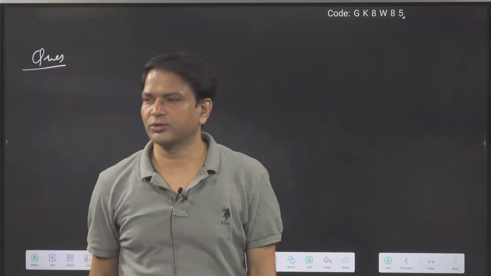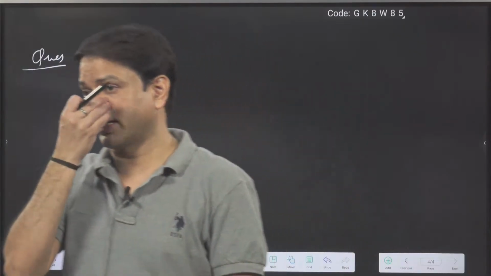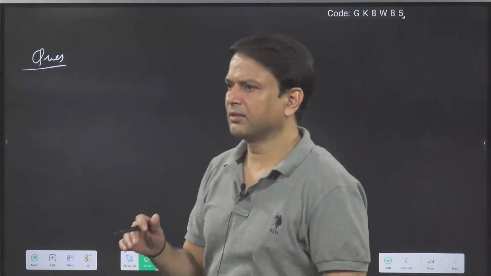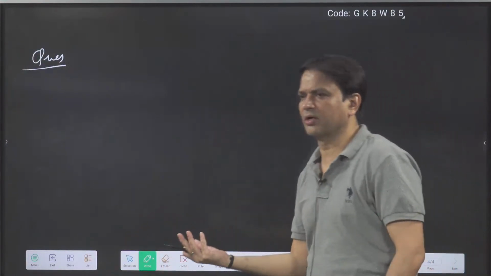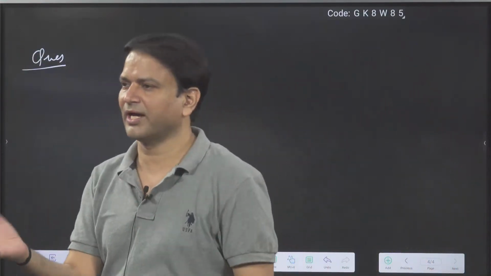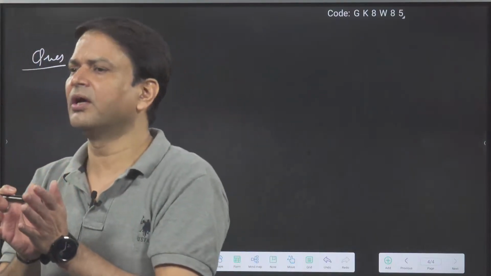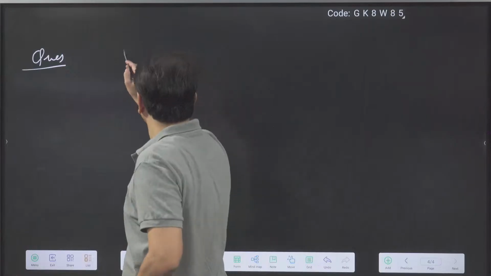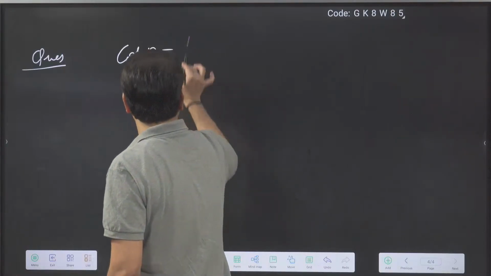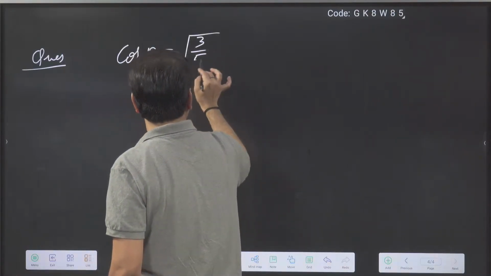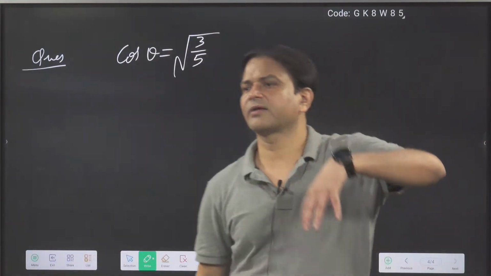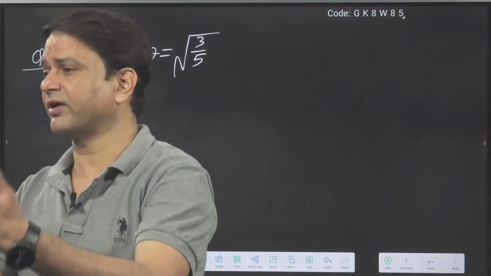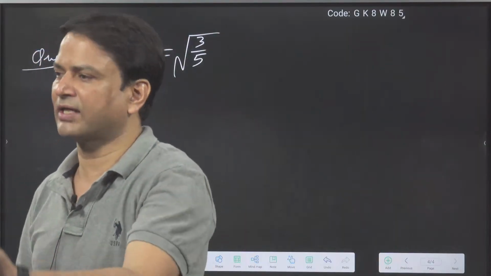In NEET 2024, one question came in ray optics, in the prism question. In that we were solving for the angle according to the TIR refraction, and we were getting cos theta equal to root 3 by 5, something like that. But we know the relation of the critical angle, sine theta, and mu. So this cos theta we have to convert into sine theta, then we can further solve.